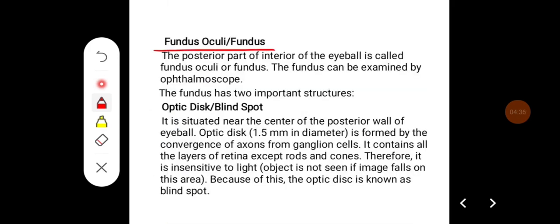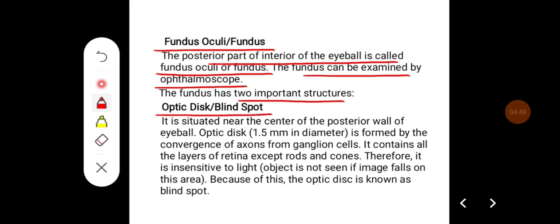Fundus oculi or fundus. The posterior part of the interior of the eyeball is called fundus oculi or fundus. The fundus can be examined by an ophthalmoscope. The fundus has two important structures, that is, the optic disc or blind spot. It is situated near the center of the posterior wall of the eyeball.